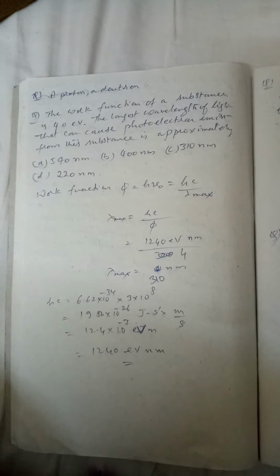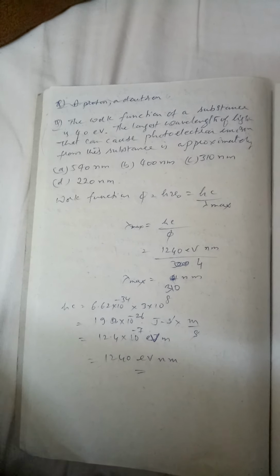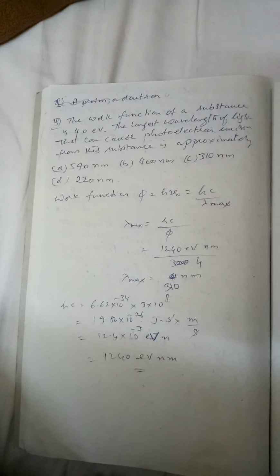Now this is 10 to the power of minus something, so you have to shift the decimal to the right. If you shift 12.4 two decimals to the right, 124, then 1240. So 1240 into 10 to the power of minus 9. 10 to the power of minus 9 means nanometer. So 1240 electron volt nanometer. You can remember this value; in other problems it may help you.